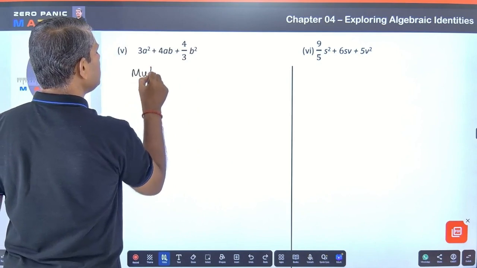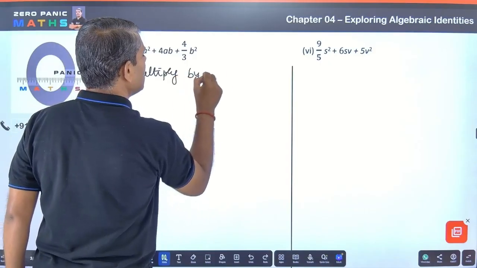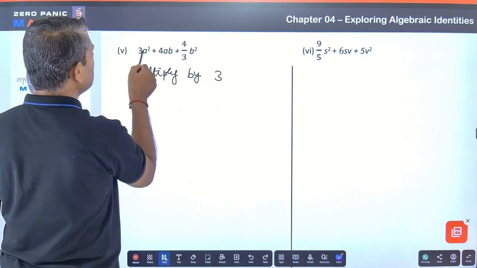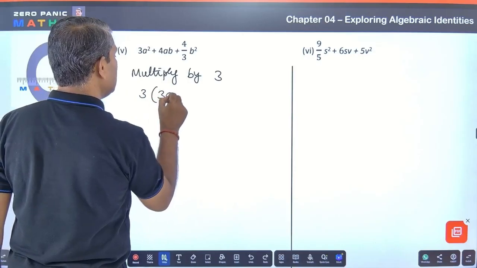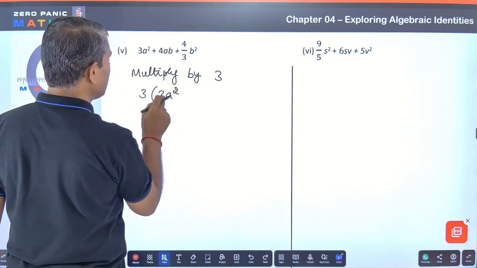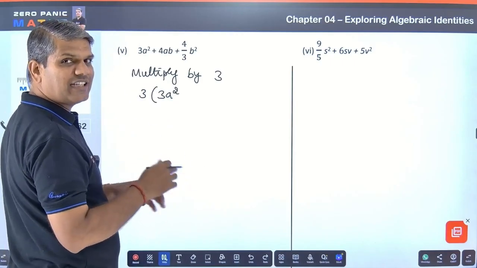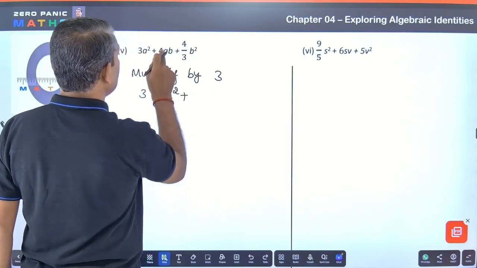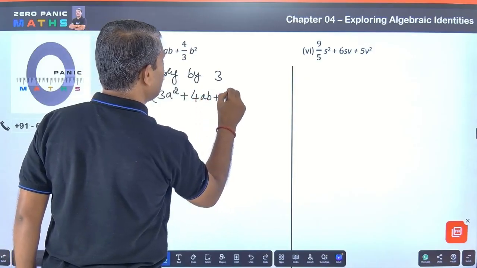Multiply by 3. Why I am multiplying by 3 is, when I multiply by 3 to this whole expression, 3 multiplied by 3a square makes it 9a square, which is a perfect square. I can easily write this as 3a whole square. Plus 3 into 4ab, it is 12ab, it will give me. Let me write this first.